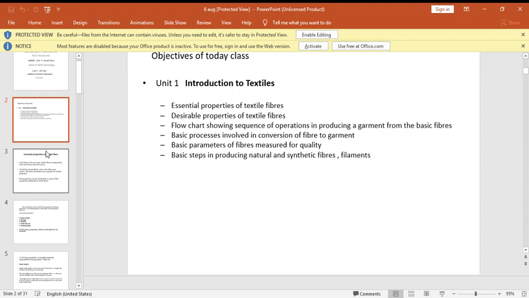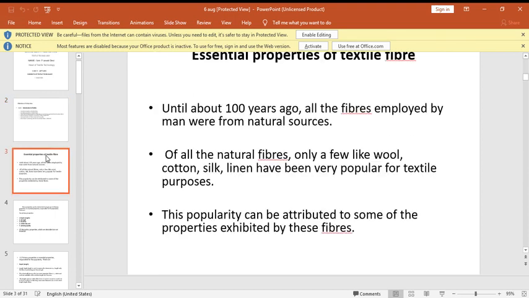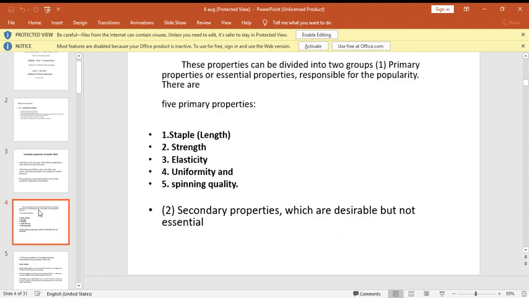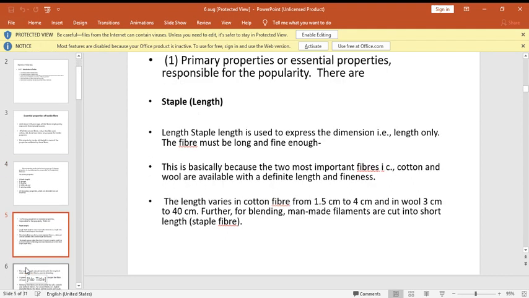Essential properties and desirable properties. Essential properties are also called primary properties. They include staple length, strength, elasticity, uniformity, and spinnability or spinning quality. Staple length is used to express the dimension, that is length only. The fiber must be long and fine enough.